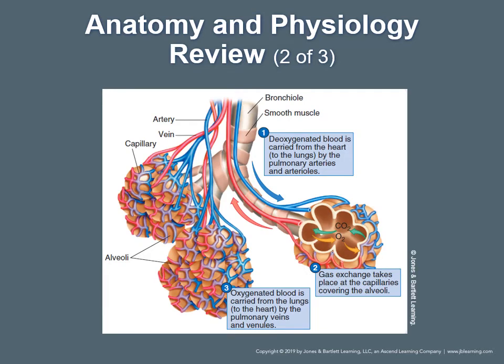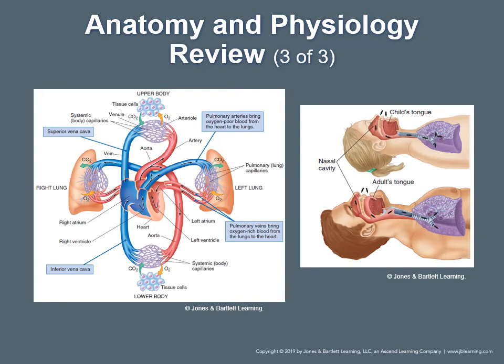This figure shows an enlarged view of a single alveolus or an air sac. The figure on the left illustrates pulmonary circulation, and the figure on the right compares respiratory systems of a child to those of an adult.